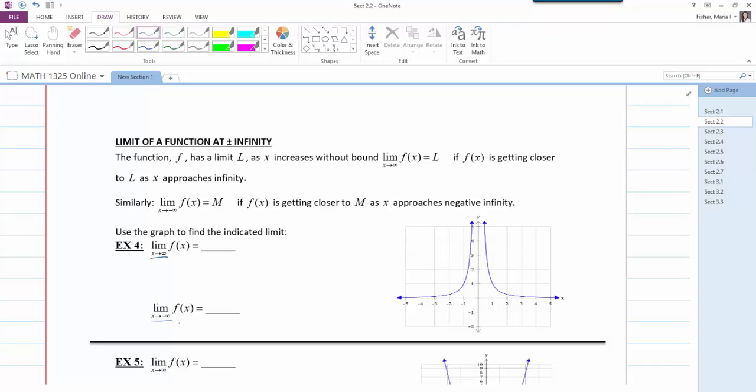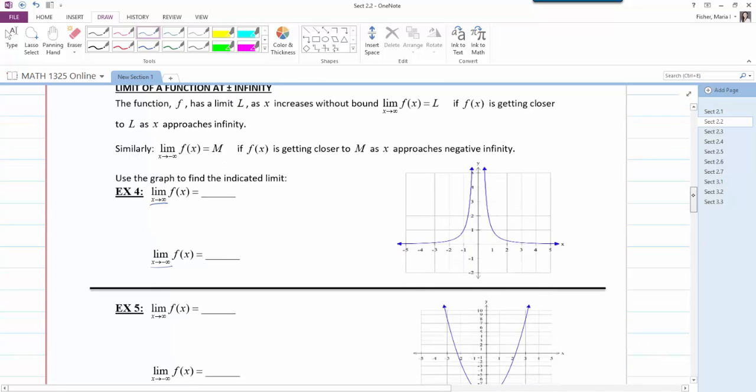Similarly, the limit as x approaches negative infinity of a function is equal to m if you can show that the function is getting closer and closer to that number m as x approaches negative infinity. So let's use the graph to figure this out for the next few examples.